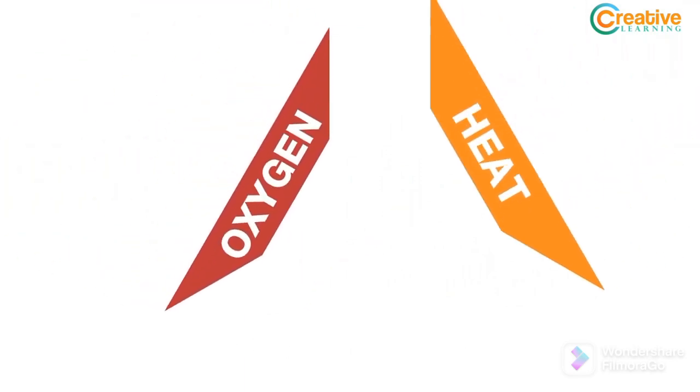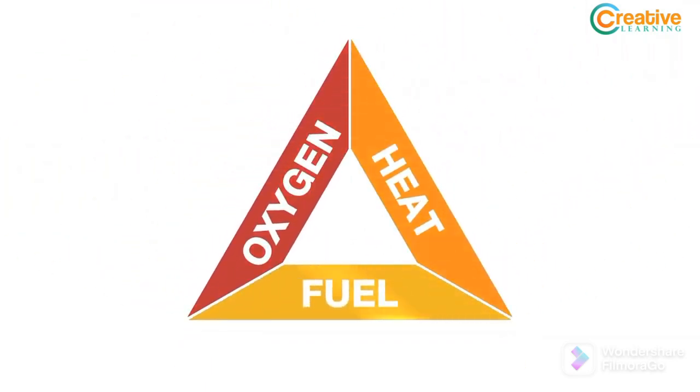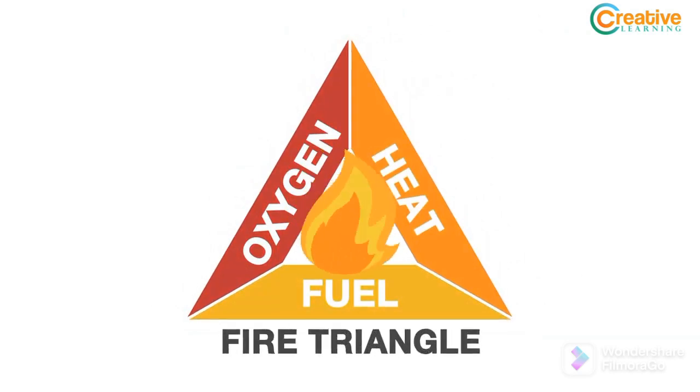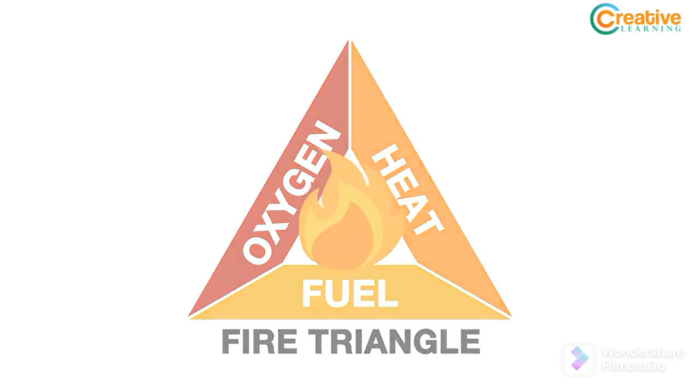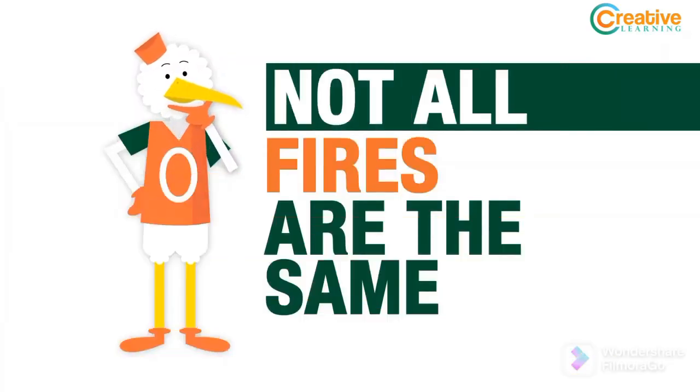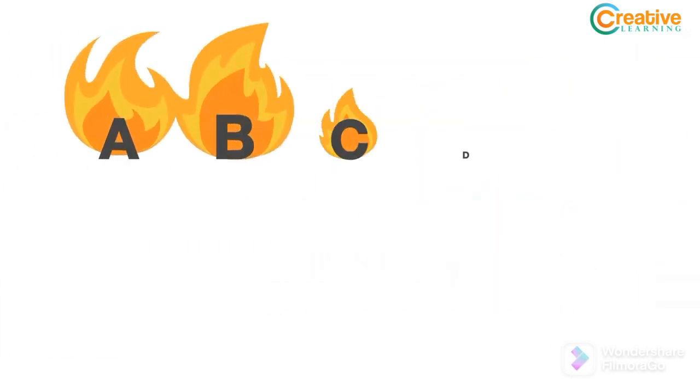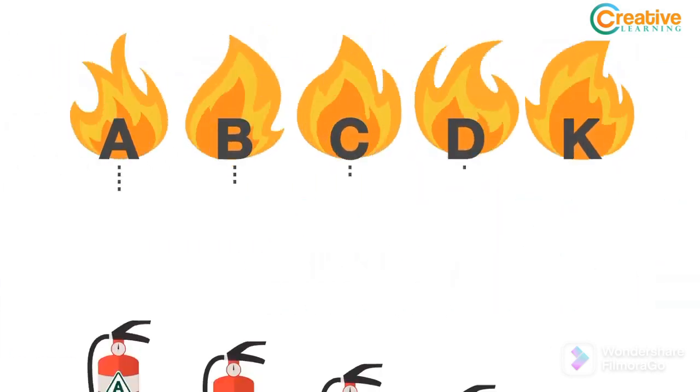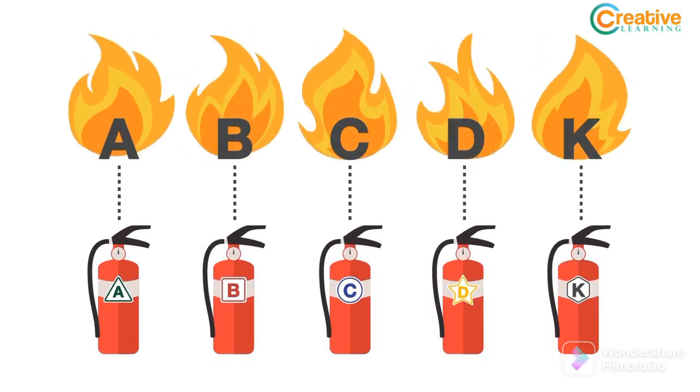When all three elements are present, they cause a chain reaction, which results in combustion, otherwise known as fire. These can be remembered as the fire triangle. Not all fires are the same. In fact, there are 5 classes of fire, and each requires a specific extinguisher.